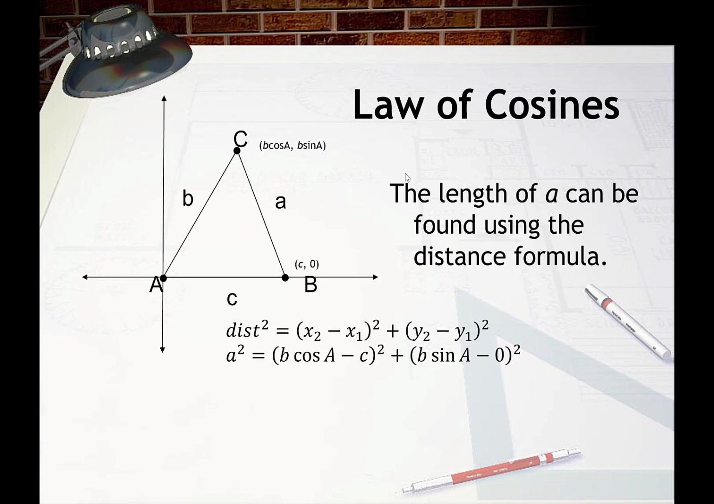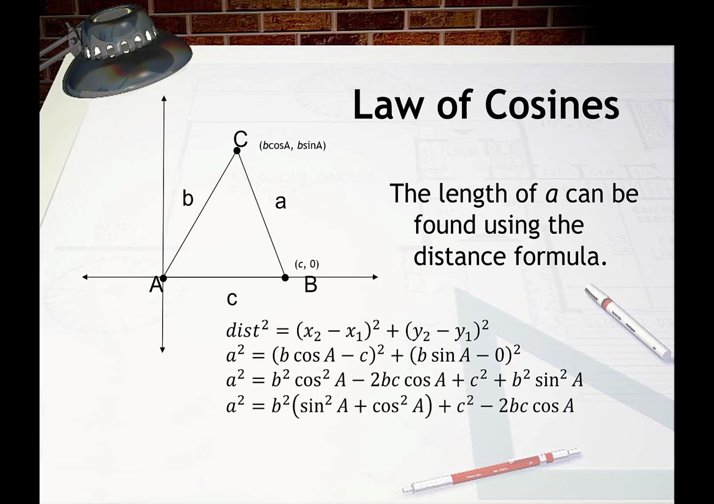And when we go ahead and multiply out this binomial, the b cosine A minus c, we get b squared cosine squared A minus 2bc cosine A plus c squared, and then the b squared sine squared A. Notice I've got a b squared sine squared A and a b squared cosine squared A. So if I gather those up and factor out the b squared, sine squared plus cosine squared is just 1. So that gives me a squared equals b squared plus c squared minus 2bc cosine A. This is our law of cosines.